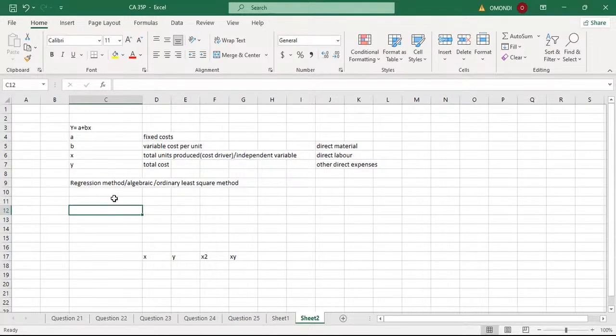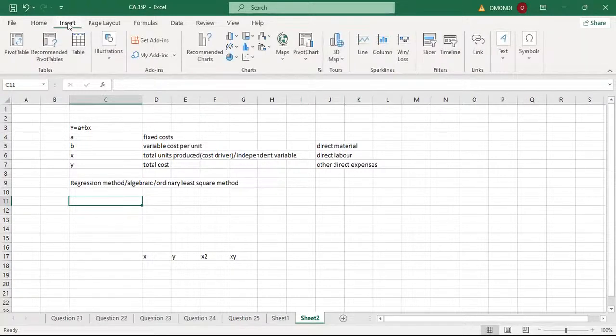And remember, that formula was summation of Y is equal to NA plus B summation of X. That is how you get the first equation. So let's see how we are going to do that.